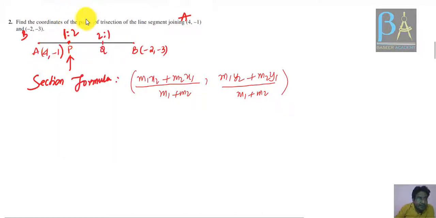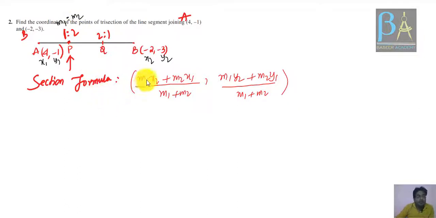Now, this is your x1, y1, and this is your x2, y2. Since I'm trying to find out the coordinates of point P, the ratio obviously is going to be 1:2. So let me say m1 is 1 and then m2 is 2. So in place of m1 I'm going to write 1, and then in place of m2 I'm going to write 2, and in place of x1, y1 and x2, y2 obviously I will substitute these values. So let us now substitute the values.